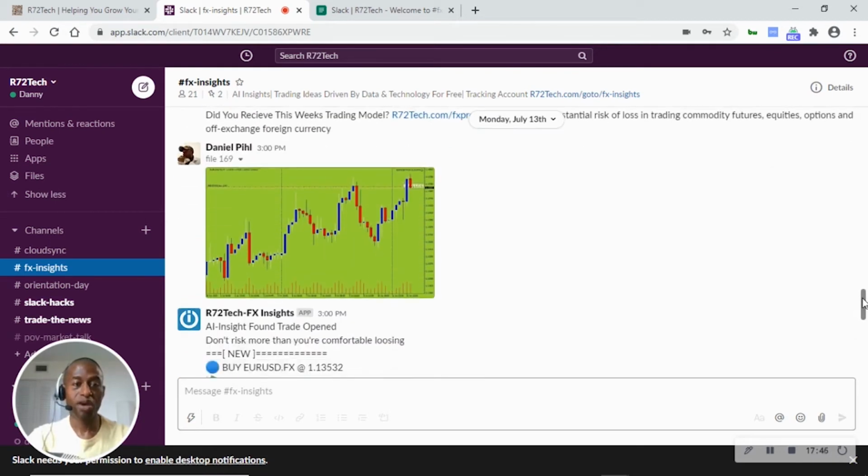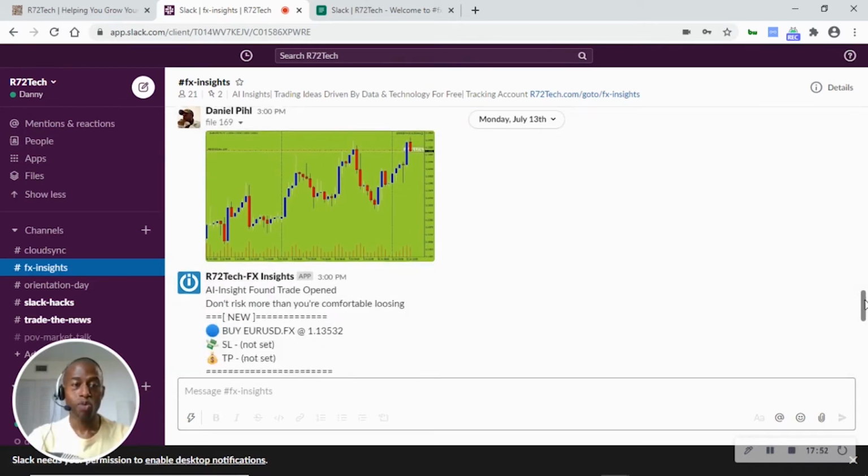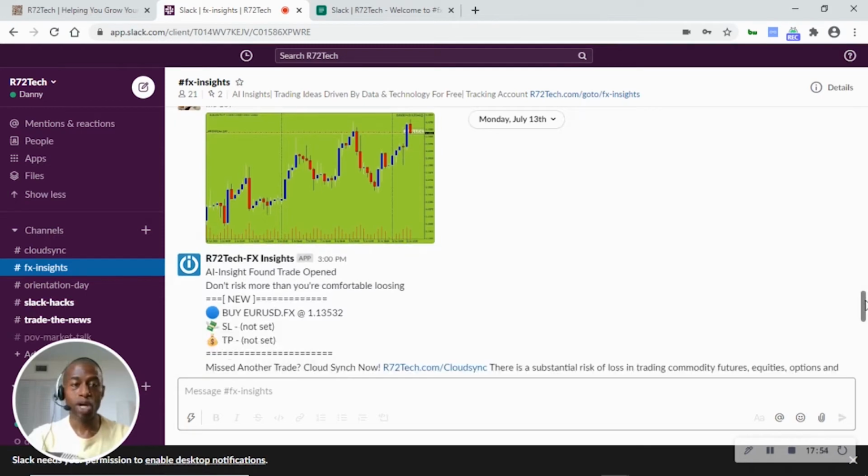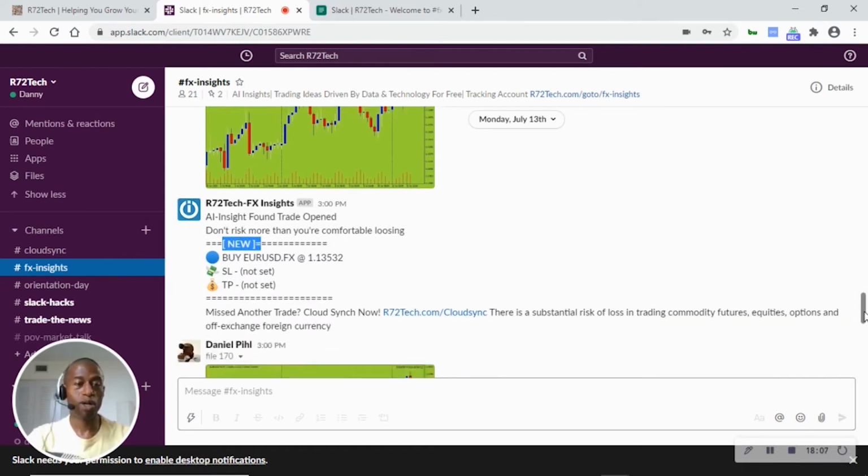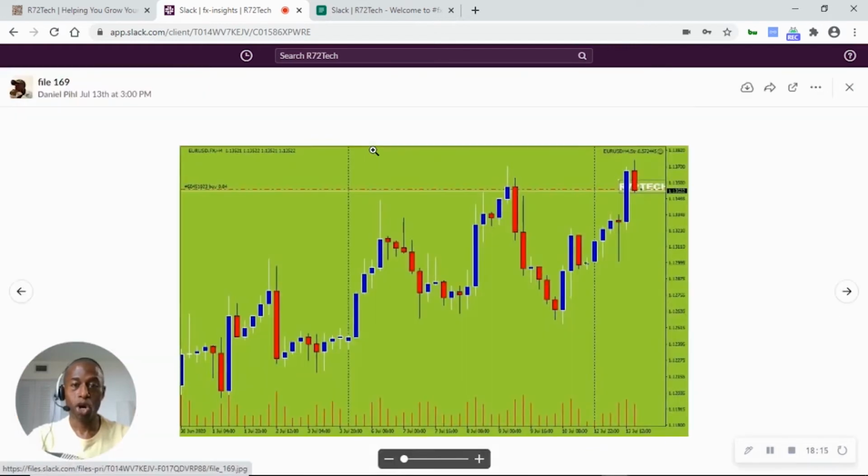Okay, what do we have here? 3 o'clock, we have a new chart, a different color. That should alert you that this is new. But more importantly, you know how the AI insights look. It says right here, AI insight found trade opened. All right. And it says new. And it's going to tell you for what currency pair. This is for the euro dollar, right? It's telling you the price. All right. It's providing you the chart.